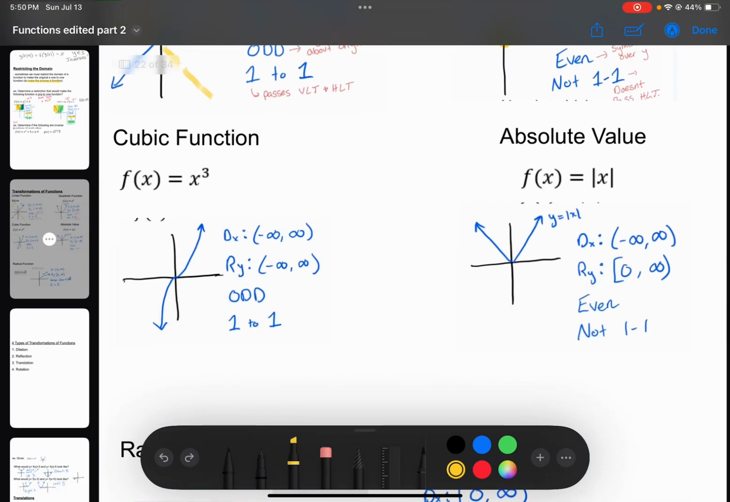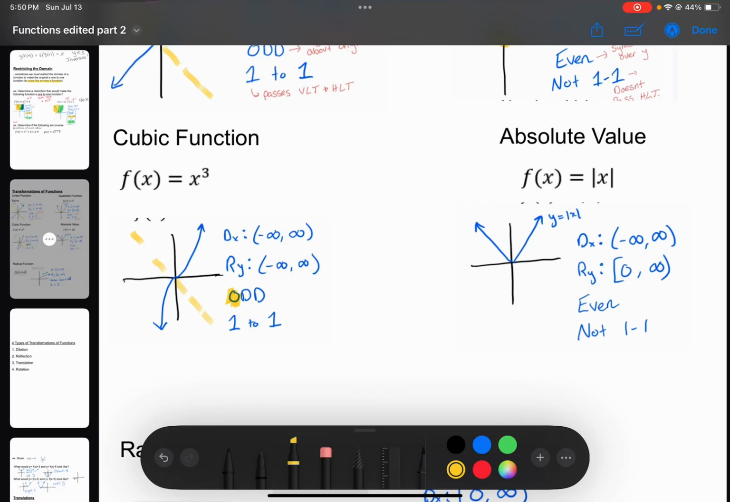A cubic function, y equals x cubed, looks something like this. All the way down, all the way up, all the way left, all the way right. Both the domain and the range are negative infinity to infinity. It is, again, considered odd because it is symmetric over this line through the origin, the diagonal line through the origin. Odd, think symmetric over the origin. And it is 1-to-1 because it passes vertical and horizontal line test.